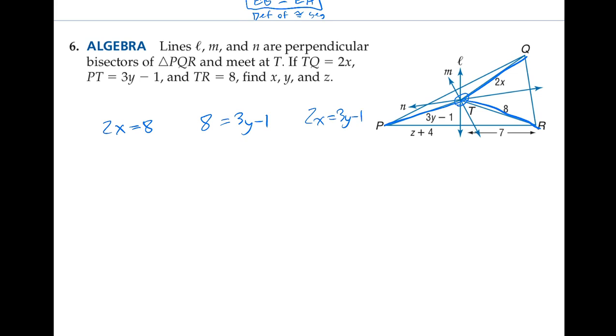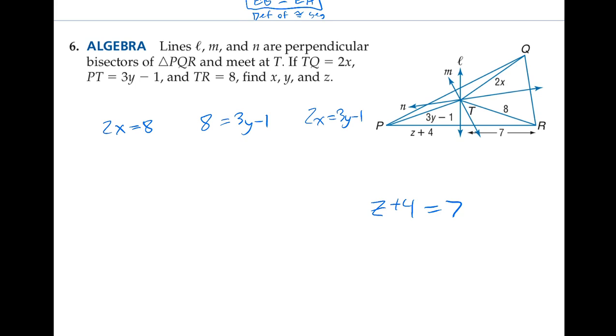We don't need to. But it's also the perpendicular bisector. So if it's the perpendicular bisector, it's perpendicular to and bisecting the bottom side. So that means z plus 4 is equal to 7 because the perpendicular bisector goes through the midpoint of the bottom side. Okay, so there we go.